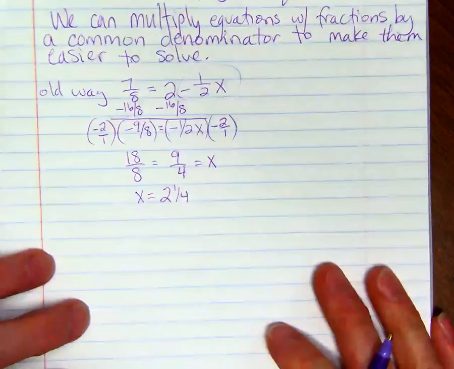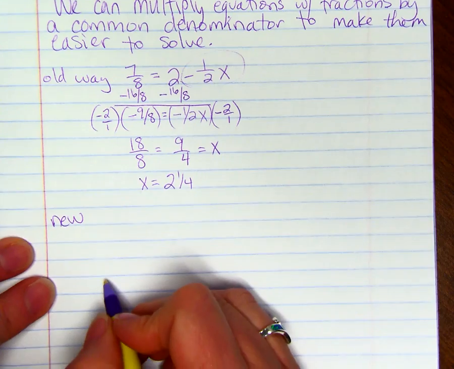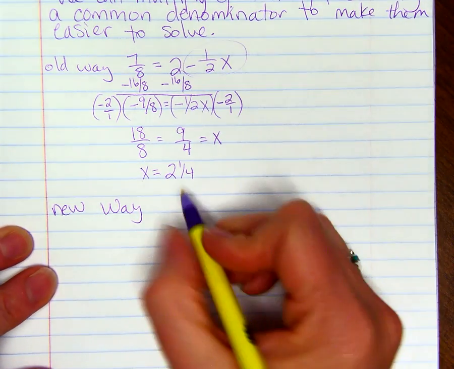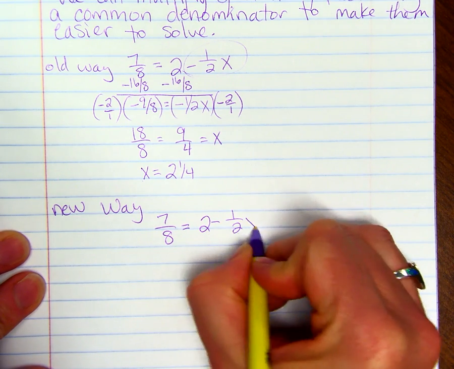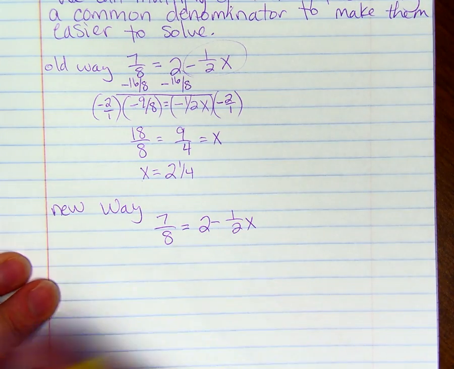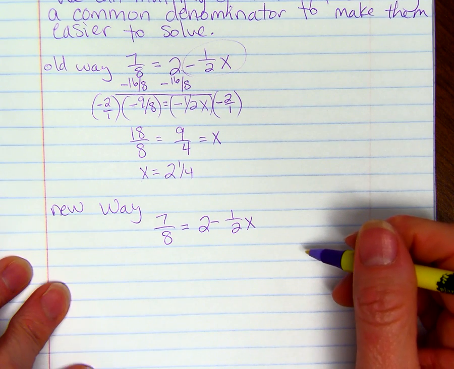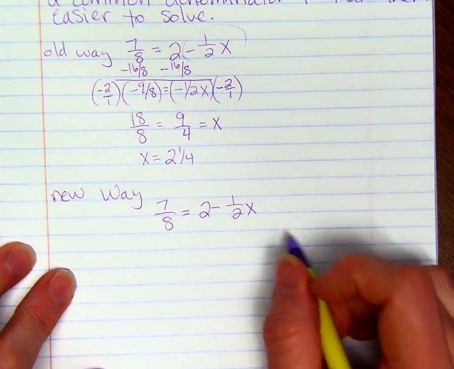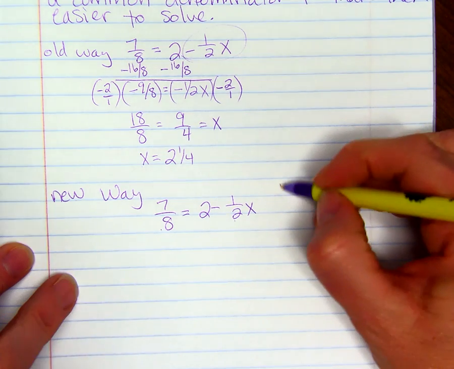Now we want to do a new way. So this is the way this ATIA lesson is trying to explain it to us. So if we look at 7/8 equals 2 minus 1/2 x, we look at the 8 and the 2 and find a least common multiple, or a common denominator. So the 8 and the 2, our common denominator would be 8.